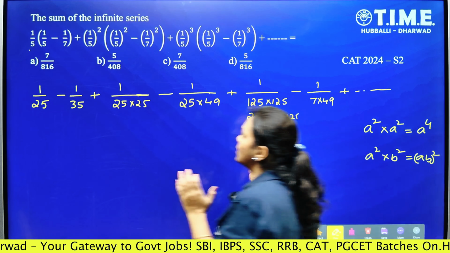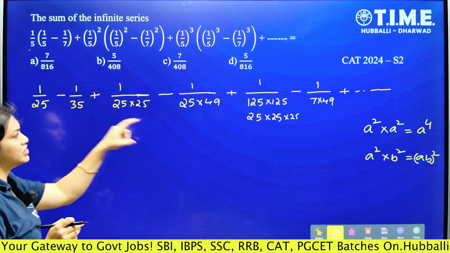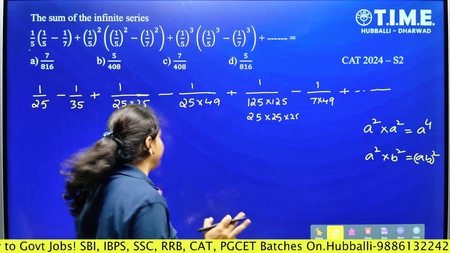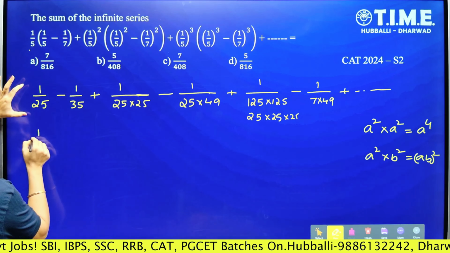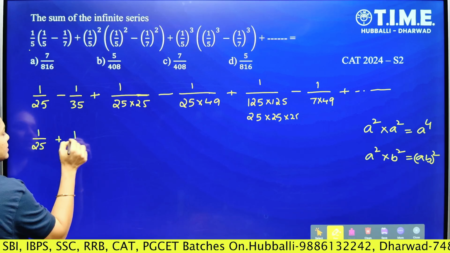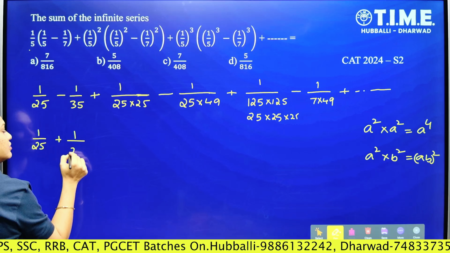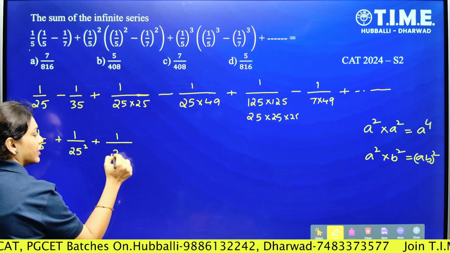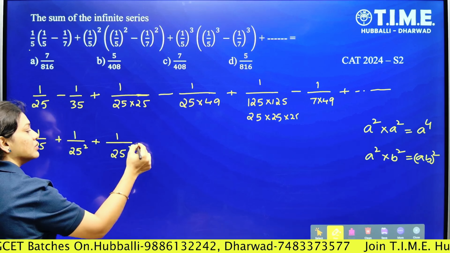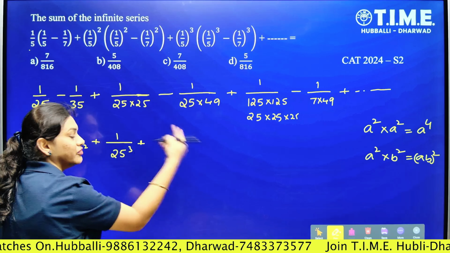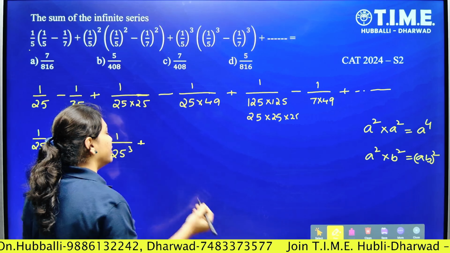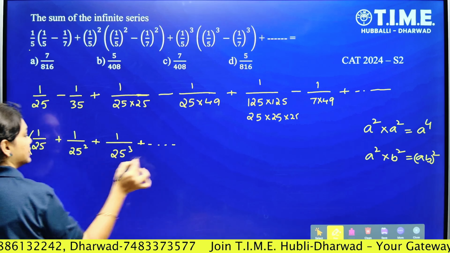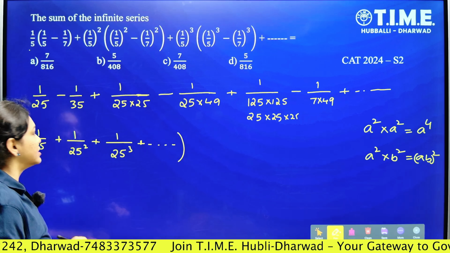Yes. So what I'll do is, whichever terms have the plus sign, the positive sign, we will shift to one side. So this is 1 upon 25 plus 1 upon 25 into 25, which I can write as 25 square, then it is 1 upon 25 cube. Similarly it goes on like 1 upon 25 power 4, 1 upon 25 power 5, and it goes on till infinity. So we will take this part separately now.